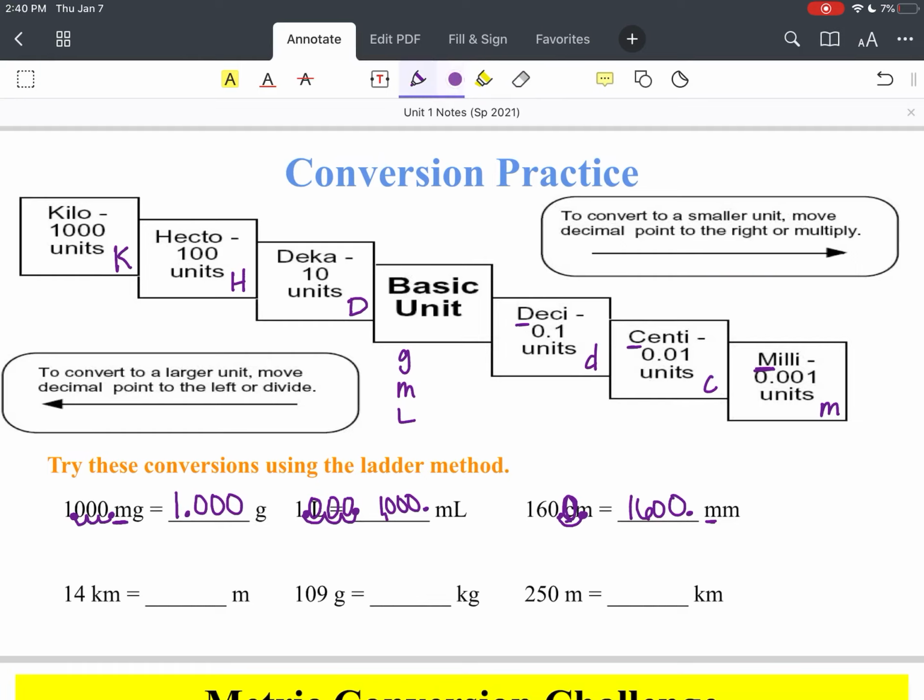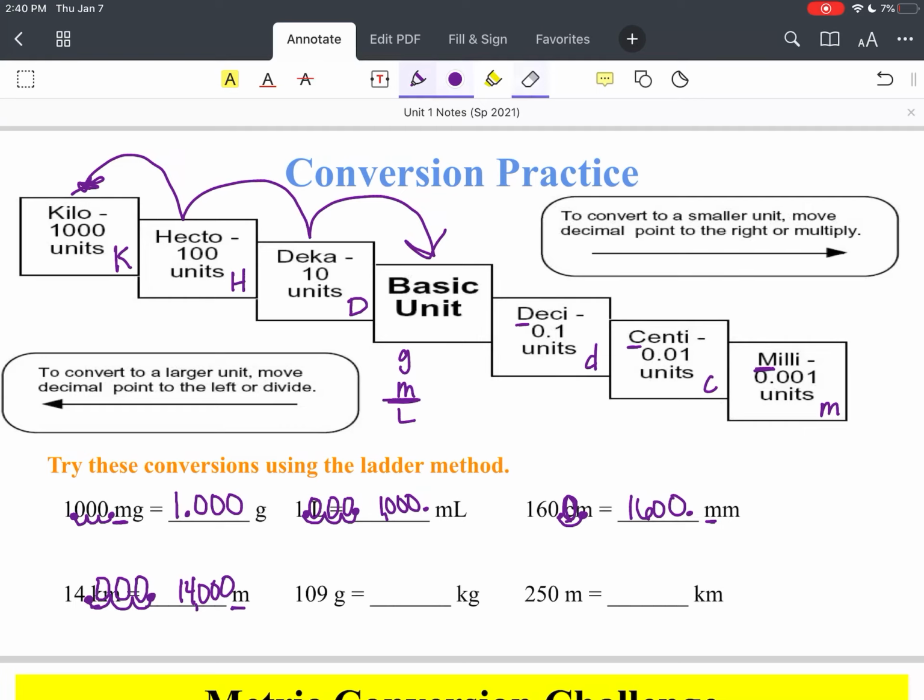Okay, let's look at the next one. So let me erase here. So I have kilometers to meters. My decimal I know is at the end of the number. I'm starting at kilo, and I'm going to go 1, 2, 3, because remember, here's my basic meters. So I jumped 3 places to the right, so I'm going to move my decimal 3 places. I'm going to fill in each of my egg baskets. And so my answer is 14,000.